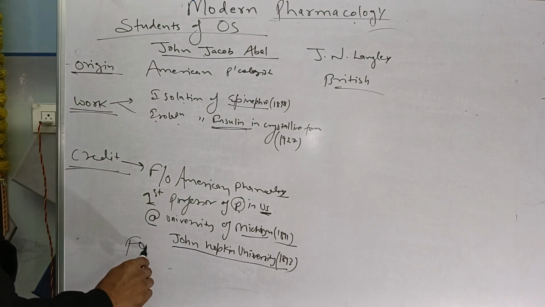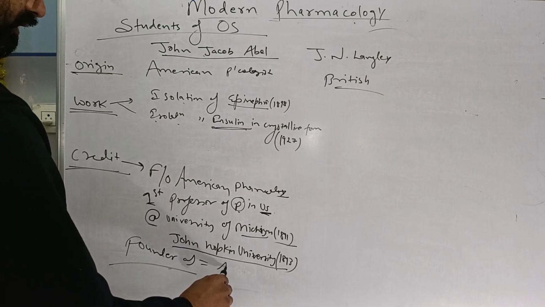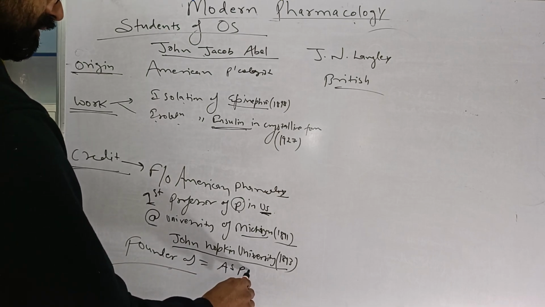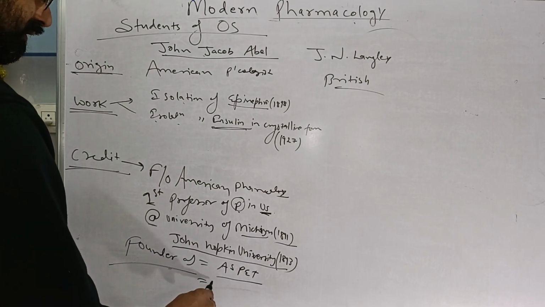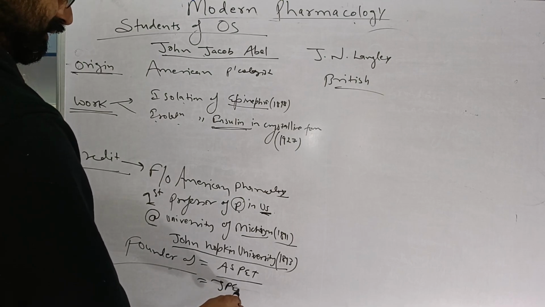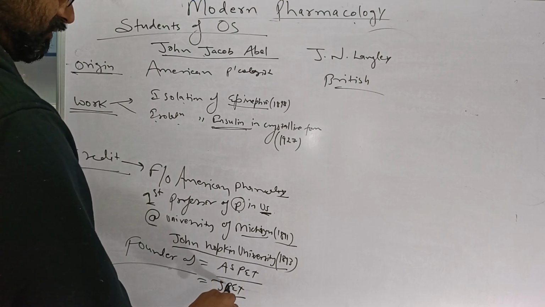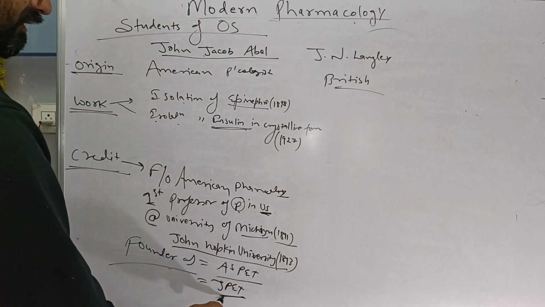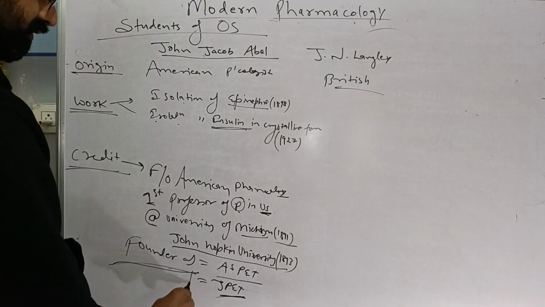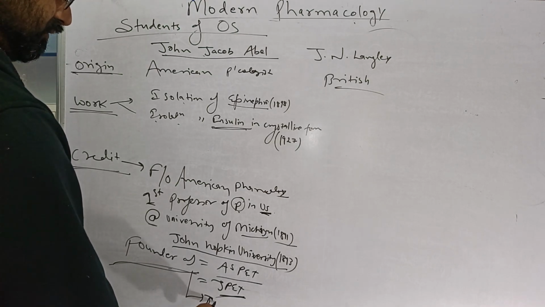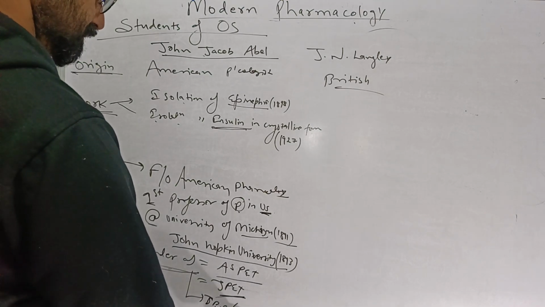He is also known as the founder of the American Society for Pharmacology and Experimental Therapeutics and its journal, the Journal of Pharmacology and Experimental Therapeutics, JPET. He was also the founder of the Journal of Biological Chemistry, JBC.